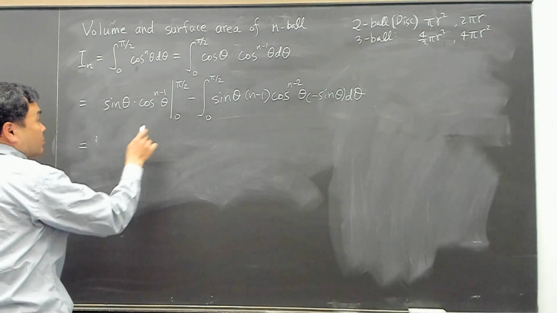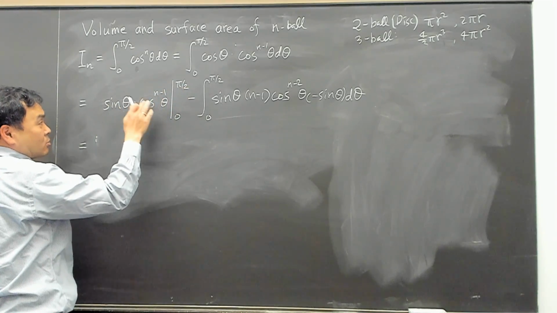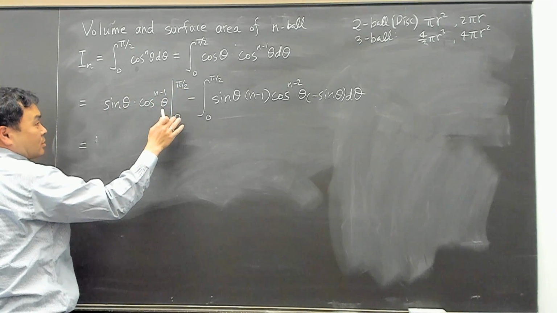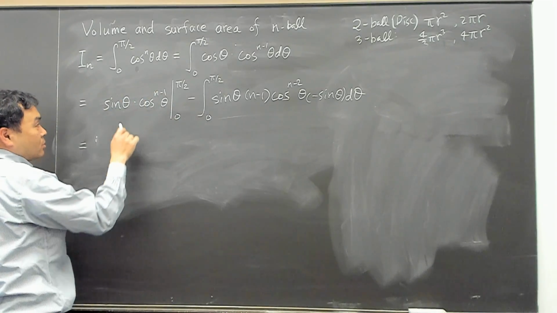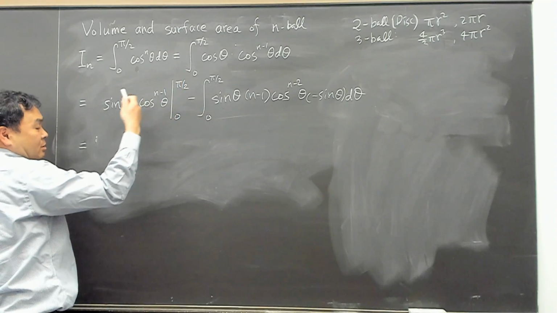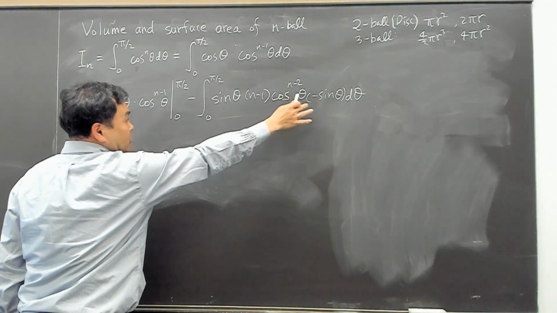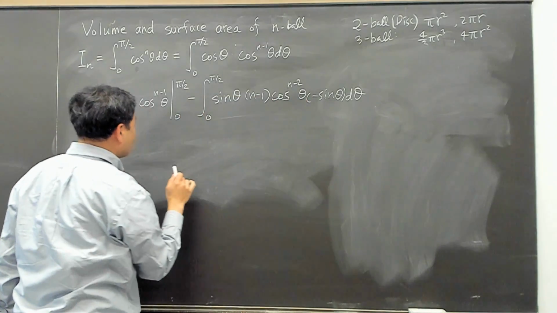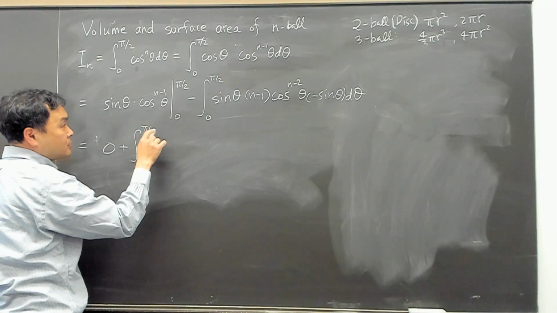And then let's plug in pi over 2. Sine pi over 2 is 1, but cosine pi over 2 is 0. 0 times anything is 0. And then when you plug in 0, sine of 0 is 0, so again it's 0. So here, when you plug in these endpoints, you get 0 for both cases. For this integral, you have minus and minus, so this is plus 0 to pi over 2.